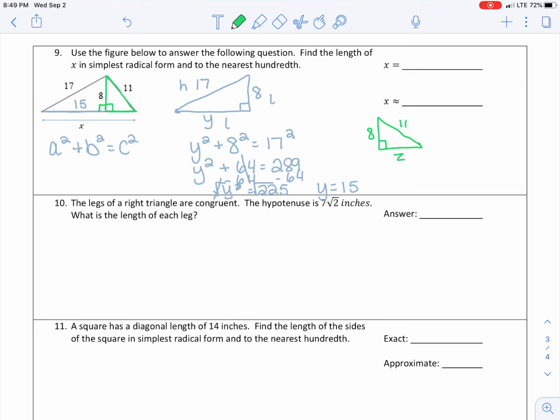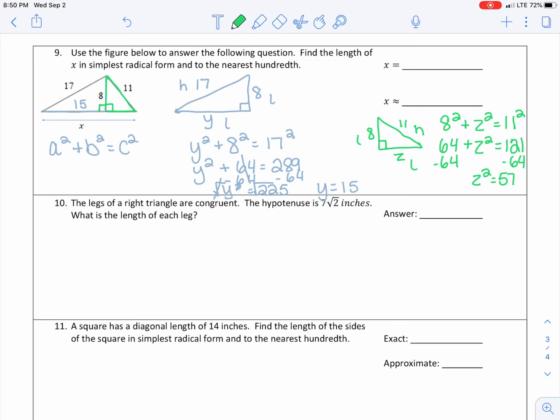Okay, so at this point, we know that we have a leg here, and we have a hypotenuse here because it is across from that 90-degree angle, and it is our biggest side. So we're going to plug those into our equation. a squared plus b squared equals c squared. So 8 squared plus z squared equals 11 squared. We have 64 plus z squared equals 121. 11 squared is 121. We can subtract the 64 on both sides, which leaves us with z squared equals 57.